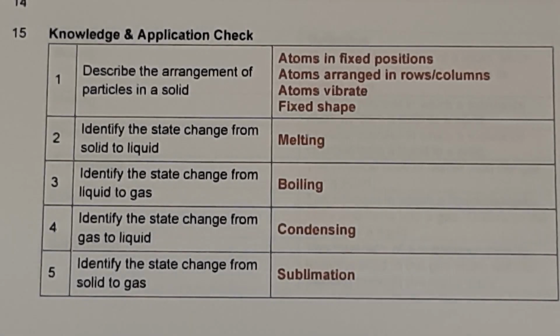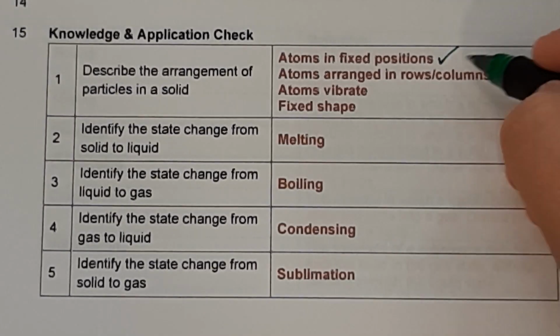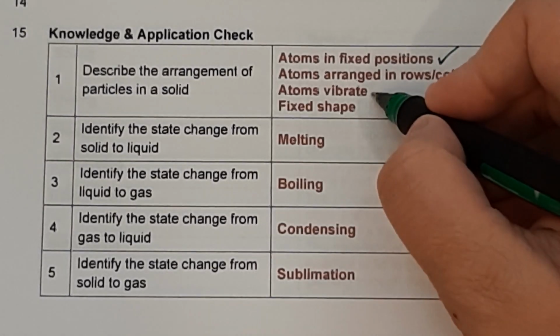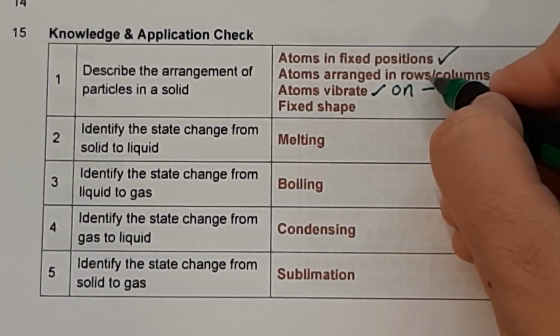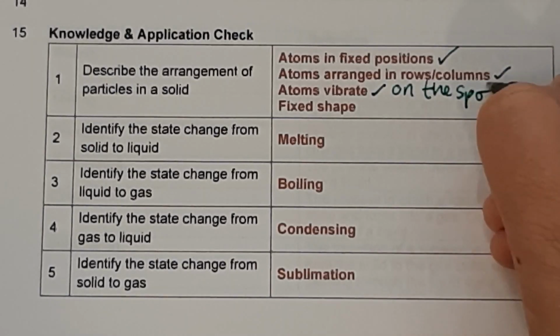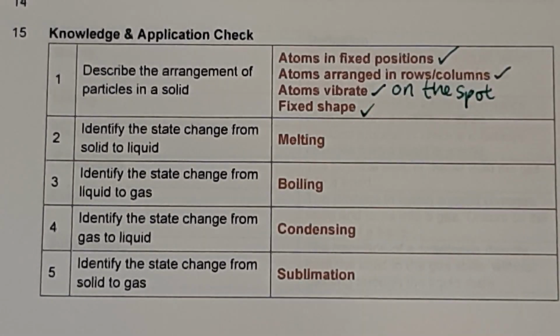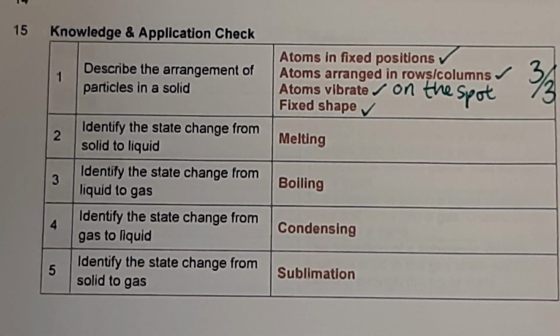So let's go through those questions. Question 1, describe the arrangement of particles in a solid. So they're in fixed positions, they're in rows and columns, they vibrate on the spot, you might have said, and they're a fixed shape. Okay, so for each of these you can have a mark up to a maximum of 3, so there are 3 marks available for this question. So a maximum of 3 marks there, even though there's 4 things you can say.